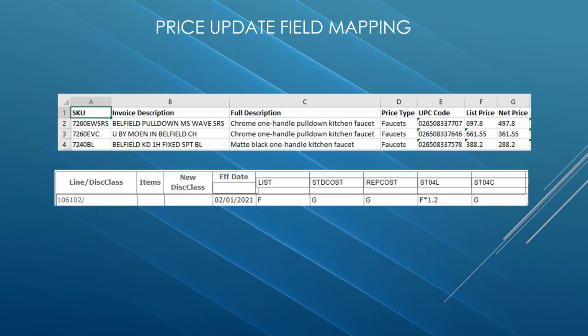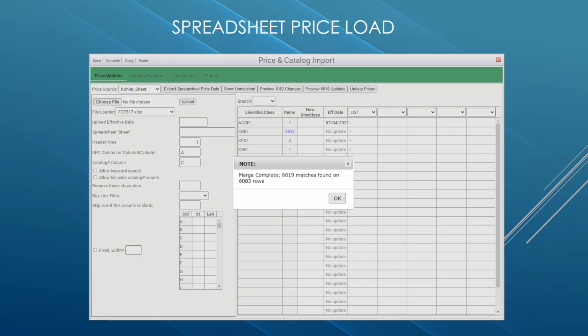On the right side, you will match the price columns from the worksheet to the correct price attributes. Formulas can be used to calculate price attributes based on another price column. Save the template when you are done with the initial setup.